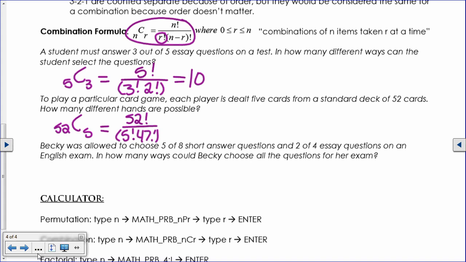This one's a little bit of a big number, just because n is so big. 52 is a rather large number. Just imagine what that number would be if you had done permutation. You can still get big numbers. The bigger n is, the larger the answer is going to be.